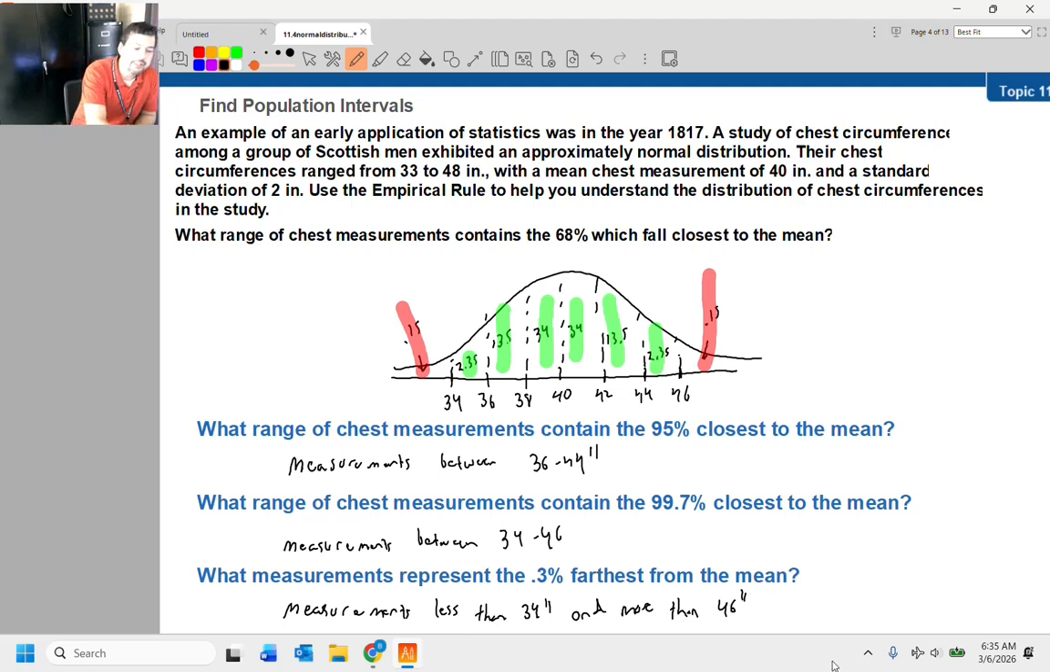What a weird study. And it was one of the first ones that we did, was study men's chests. Interesting.